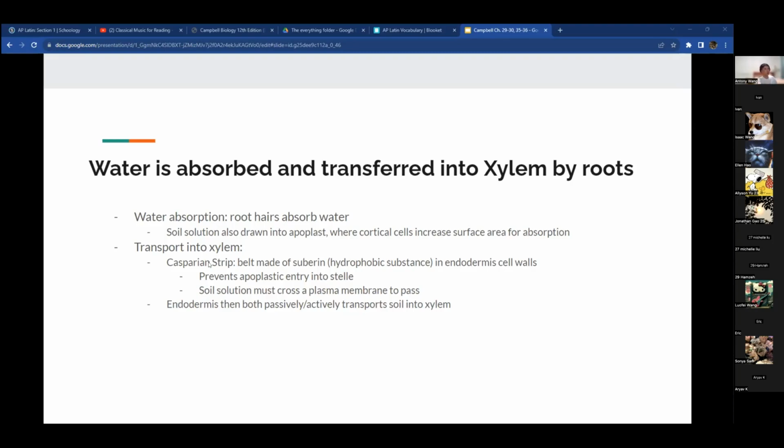Eventually, all water that tries to enter the vasculature will hit what's called the Casparian strip. This is a belt made of suberin. Remember, suberin is the hydrophobic substance that is found in cork. This prevents water from going straight from the soil through the extracellular route into the vasculature, right? So this is like a filter. Water must first go into a cell to be transported.